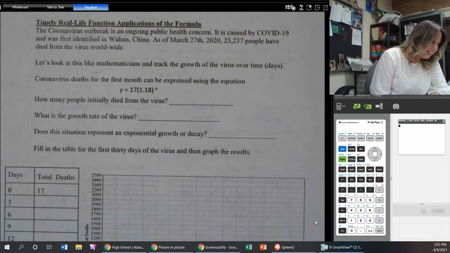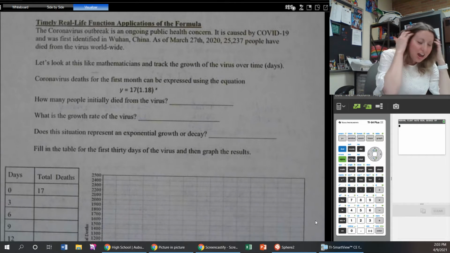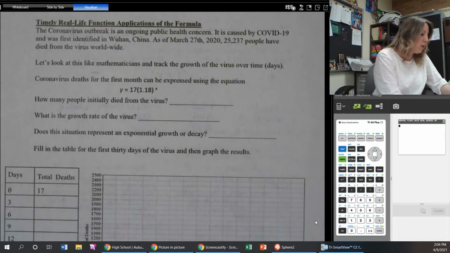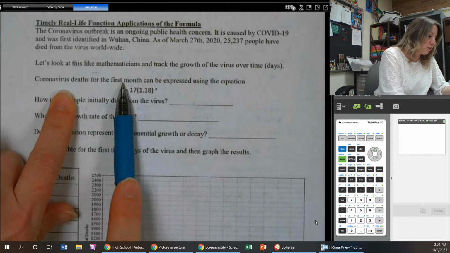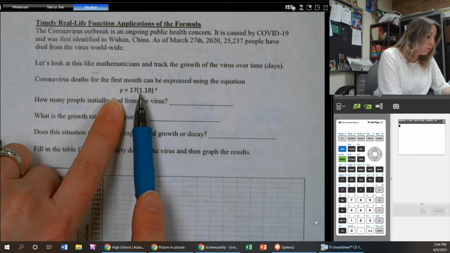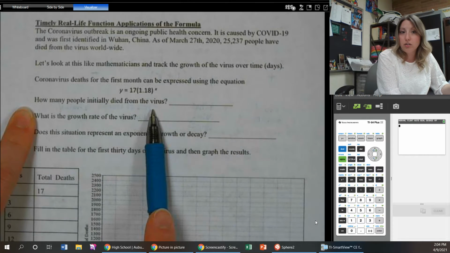Let's look at this like mathematicians. Okay? Let's analyze this as to why do we study exponential growth and decay? And this pandemic is a perfect reason why you need to understand what exponential functions are doing. So we can express the coronavirus deaths for the first month as this equation: y equals 17 times 1.18 raised to the x power. How many people initially died? What is our a value?